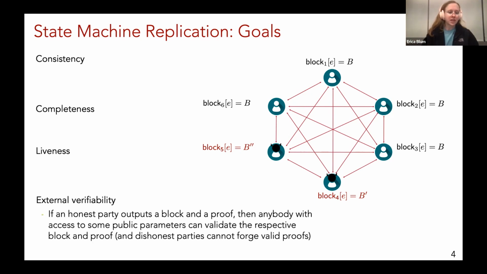some block. And finally, the last property that we'll consider is external verifiability, which means that given some public parameters and some additional information, anyone, even someone who was not participating in the protocol but was observing, or maybe even someone who was completely offline and just woke up all of a sudden after the protocol, can verify that a block was honestly output and that it was output at that particular spot in the array. And furthermore, we require that dishonest parties can't generate a valid proof for a block that wasn't actually output by the honest parties.